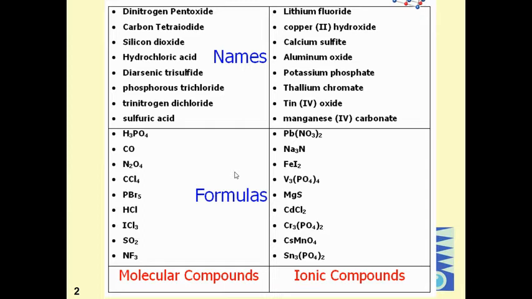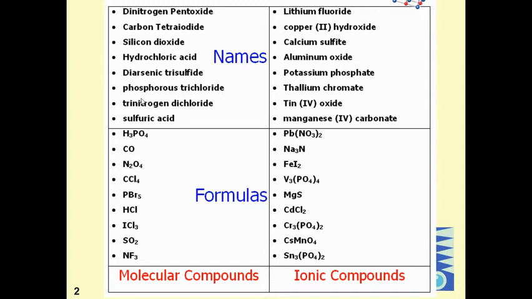So before we get too far into it, let's talk about what the difference is between a chemical name and a formula. Well, the chemical name is just the words. Dinitrogen pentoxide. It's kind of like the official name of a molecule or of a compound. Dinitrogen pentoxide, hydrochloric acid, trinitrogen dichloride, thallium chromate, tin 4 oxide, lithium fluoride.